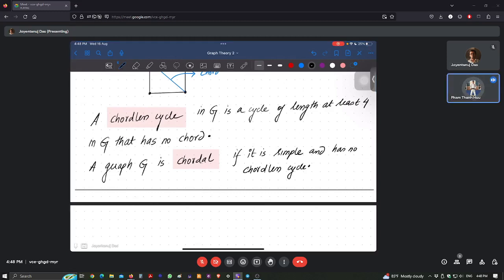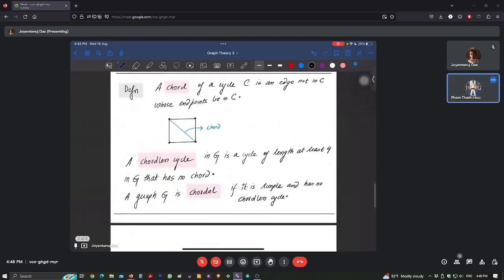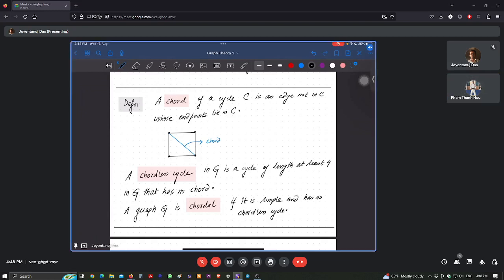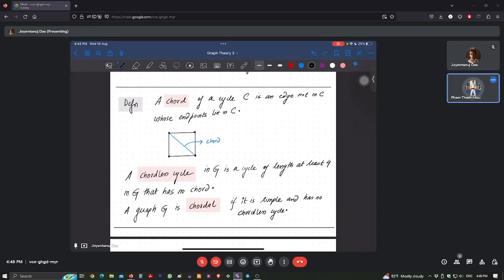A chordless cycle is a cycle of length at least 4 with no chord. So a chordal graph is simple and has no chordless cycle.